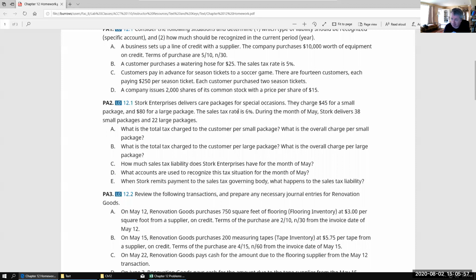The packages get shipped, and here are their charges and the sales tax rate. Here you're just finding the total tax charged per customer. So you're going to figure out your sales tax for the small packages and for the large packages. There's a second part to these questions: what is the overall charge per small package? Keep in mind here what the book is looking for is each package. It's pretty simple math. It's tax plus overall charge.